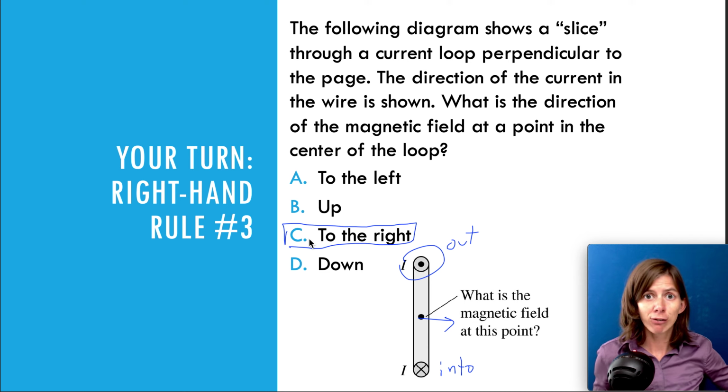And that's all for the right-hand rules. So definitely practice all 3 rules so that you don't get them confused, and hopefully they help you in finding the directions that are asked for in the problem.